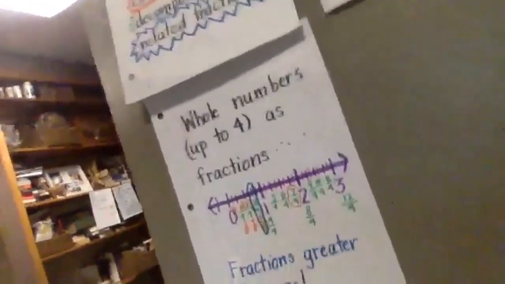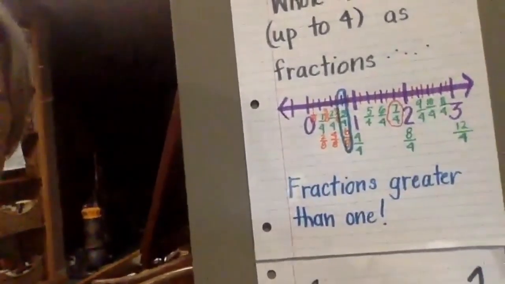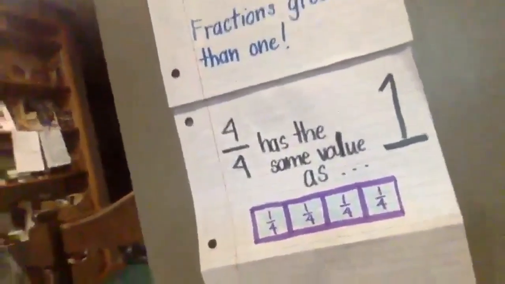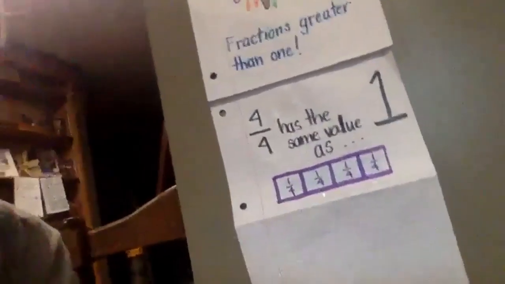We have to know that whole numbers up to 4 are fractions. Meaning, 4/4 has the same value as 1. 5/4 is bigger than 1. So we have to be able to see fractions can be greater than 1. And we also have to know if the numerator and the denominator have the same number, then they both equal 1 whole.